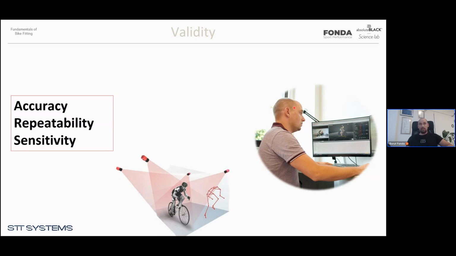Once all these criteria are met, that the system is accurate, that it actually measures what it is supposed to measure, that it's repeatable, that when it's measuring the same thing, it always measures with the same result, and that it's sensitive enough to detect a change when you make, for example, a 3 millimeter increase in saddle height, that it actually detects some differences. And once that's met, we call this validity. It can be used for bike fitting. And I can tell you first-hand that I've tested a lot of systems, and STT with their motion capturing 3-dimensional kinematics is a valid system to use on a daily basis for kinematics.